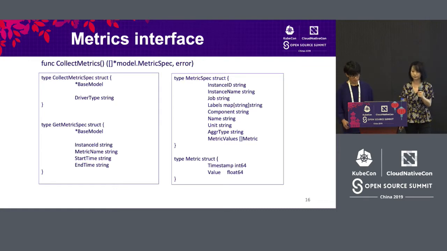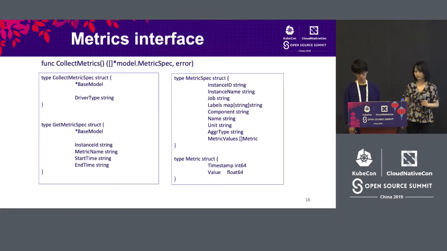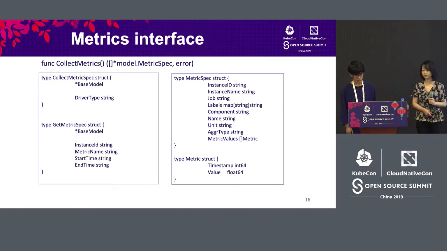The metric interfaces are defined like this. Struct collect metrics spec has the type of driver, such as LVM, Ceph, and so on. Struct get metrics spec has instance ID, metric name, start time, and end time. Instance ID is the volume ID, for example. Struct metrics spec has instance ID, instance name, job, labels, component name, unit, aggregate type, and metric values. The actual metric is struct metric. It has only timestamp and value.